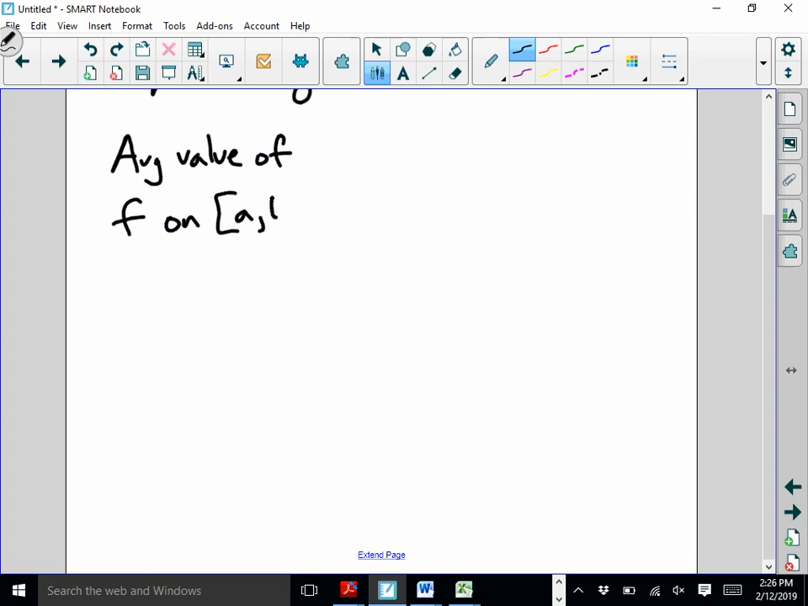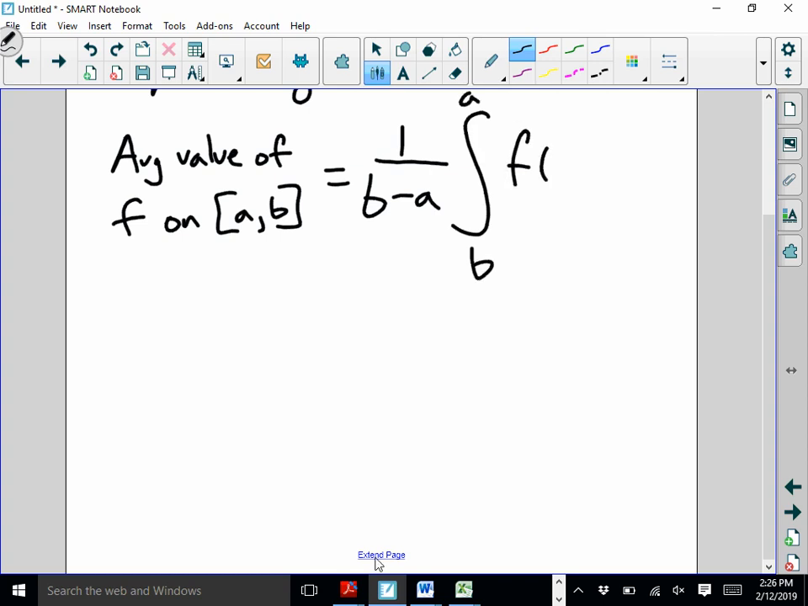So the average value of a function f on an interval [a, b] is always equal to 1 over b minus a times the integral from b to a of f of x dx. The cool thing about average value is it just tells you your average y. Now we're used to averaging things that are linear, right? We just add them up and divide by 2 and it's no big deal.